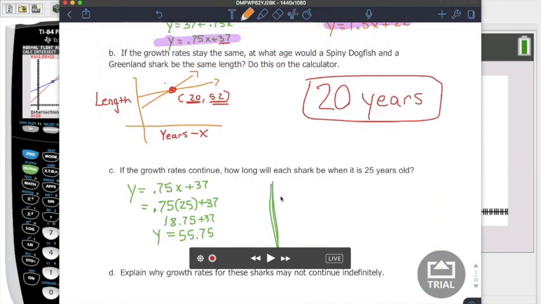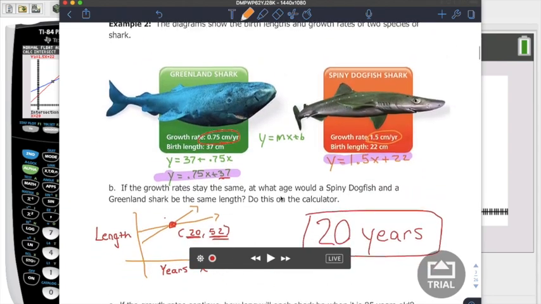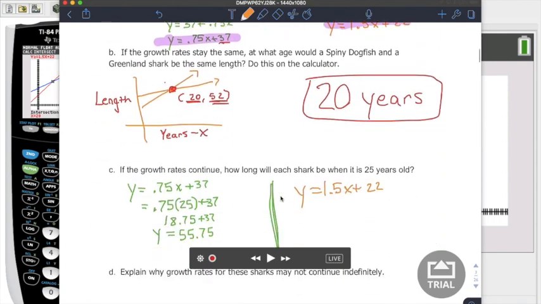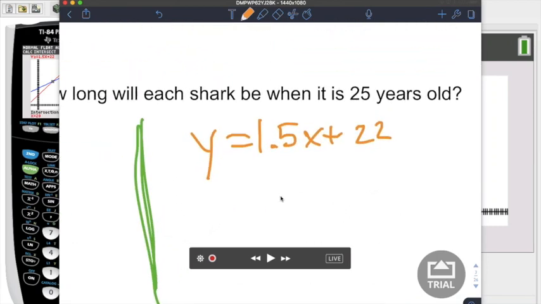Okay, and then the spiny dogfish. What was our equation? So y equals 1.5x plus 22, I believe. Yep. Okay. So for this one here, we'll plug in 25 again.